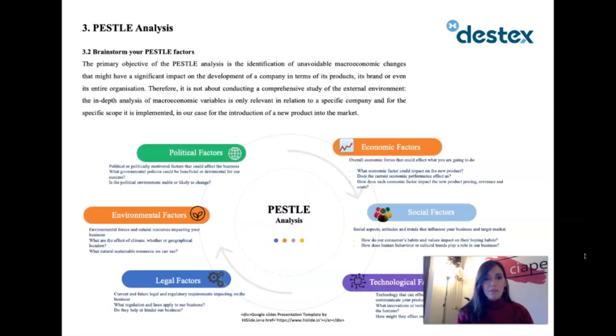transportation. The primary objective of the PESTLE analysis is conducting an in-depth analysis of macroeconomic variables relevant for a specific company and for the scope it is implemented. In order to ease the brainstorming process, we can use some key questions.